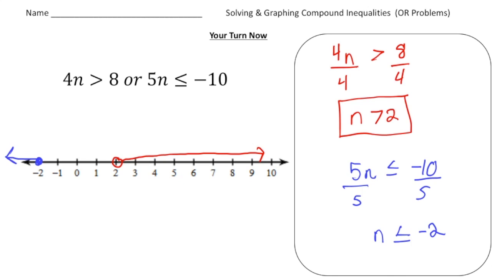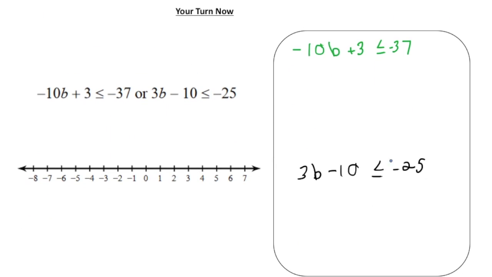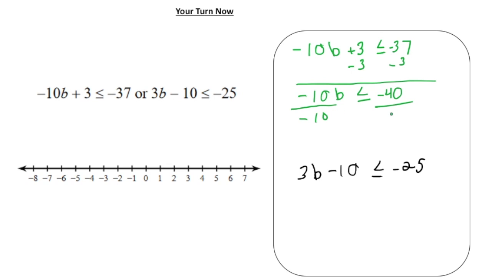Alright, the second problem, if you turn the page, this one's a little more advanced, but not too bad, okay? And we have negative 10b plus 3 is less than or equal to negative 37. So I'm going to first take away 3 from both sides. And we have negative 10 times b is going to be less than or equal to negative 40. Now I'm going to divide both sides by negative 10. And remember, when I do that, I have to flip the sign, right? That's the golden rule. So b, now instead of being less than or equal to 4, is going to be greater than or equal to 4.